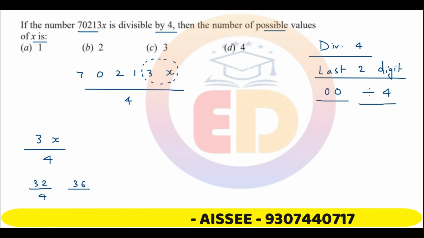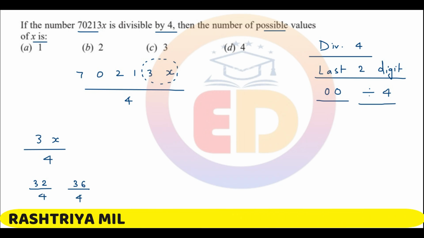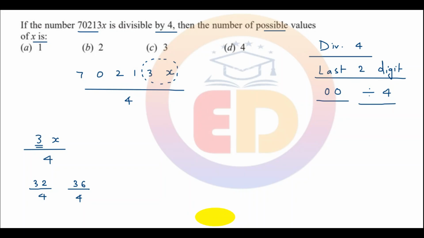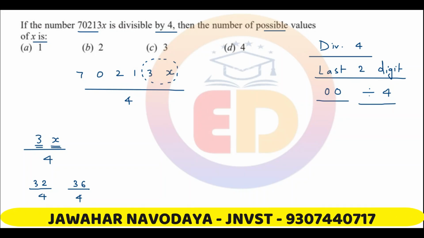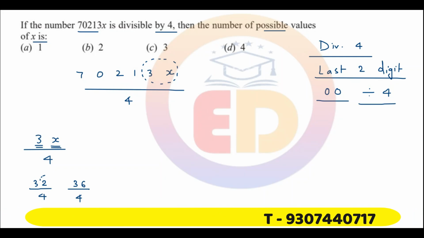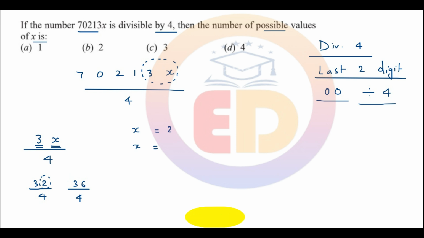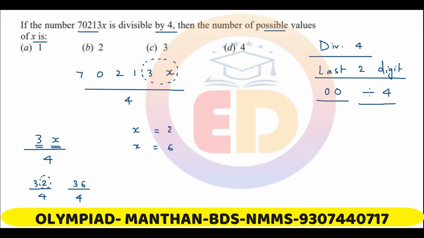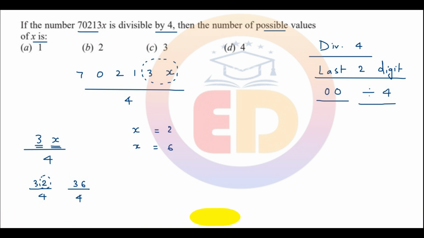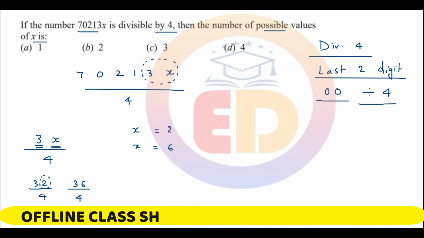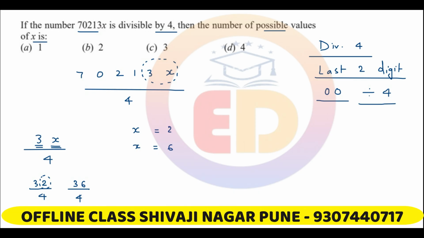These two are the numbers which have 3 at the tens place, and they have 2 at the ones place, 6 at the ones place. So these are the two possible. One possible value of x can be 2, and another possible value of x can be 6, because these two values will make it 32 and 36, both of which are divisible by 4. So our answer, the number of possible values of x is 2. Answer is option number B.